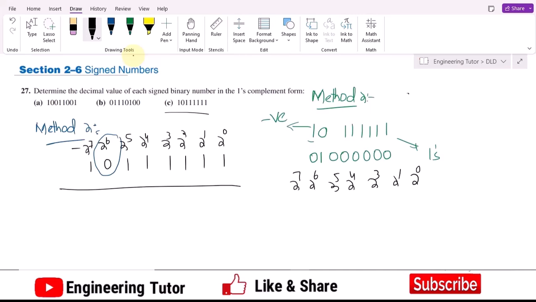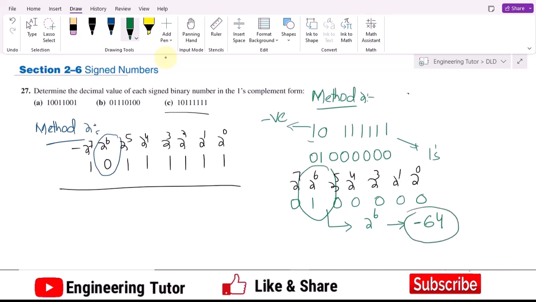Writing these bits here, I will get 0 1 0 0 0 0 0 0. Only this term will be multiplied, and I will get 2 raised to the power 6, which is 64. As I have previously told you that the answer will be negative, the answer here is minus 64. So from this method we have calculated all the terms very easily.